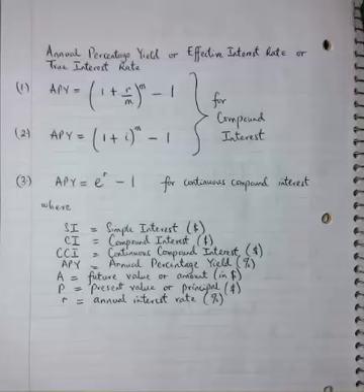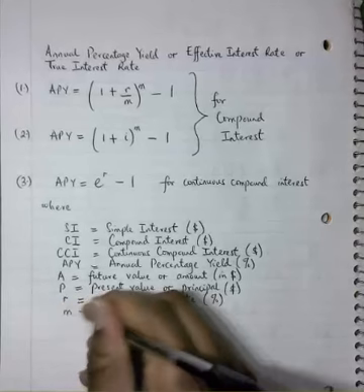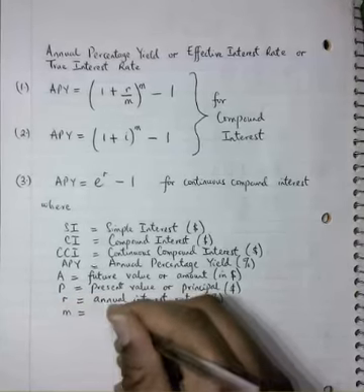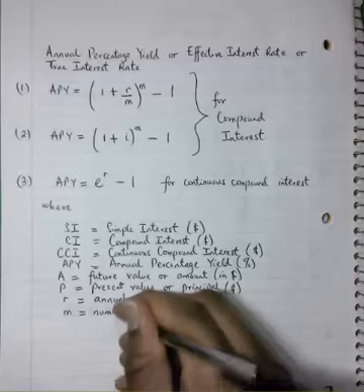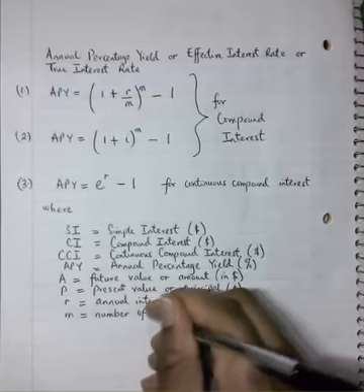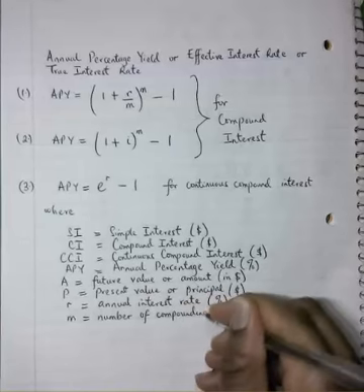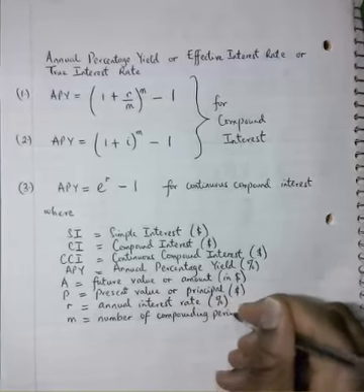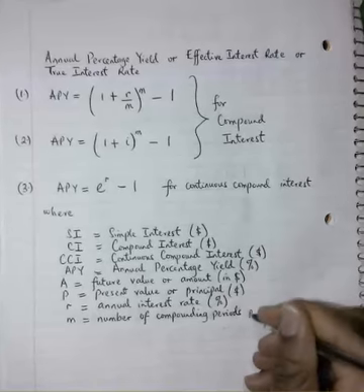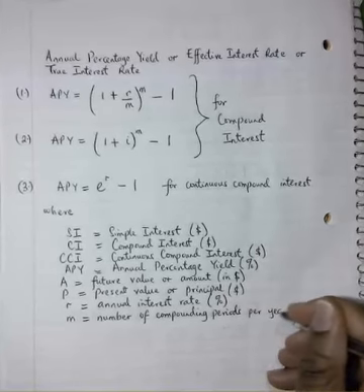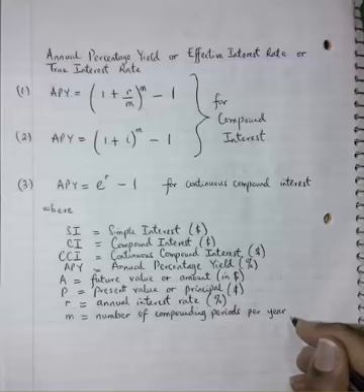M is the number of compounding periods per year. These notes, I am going to post these notes on my website.